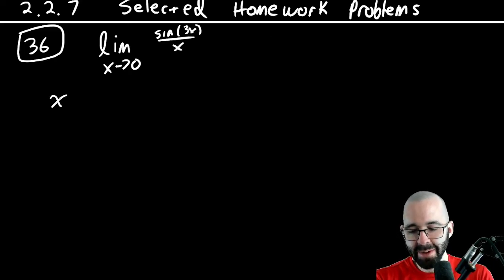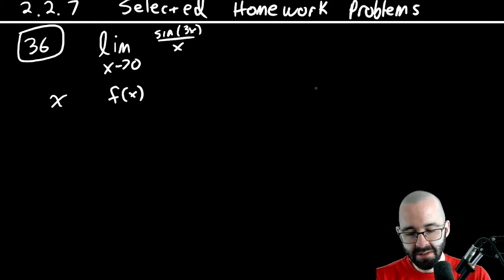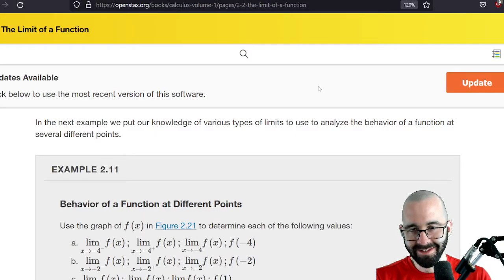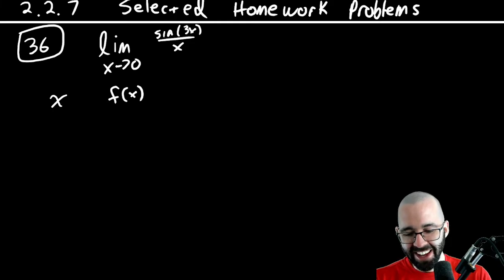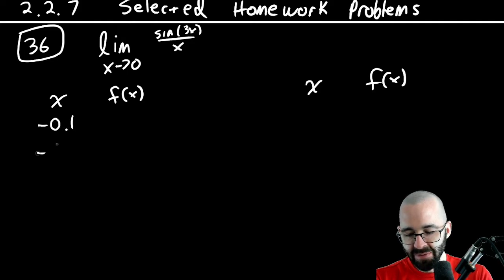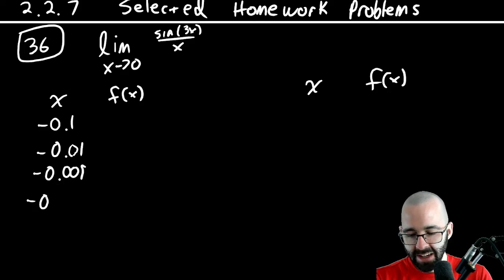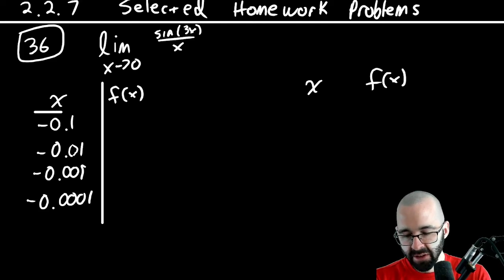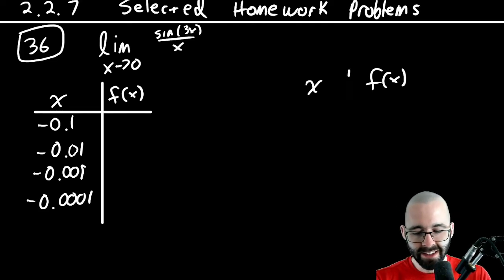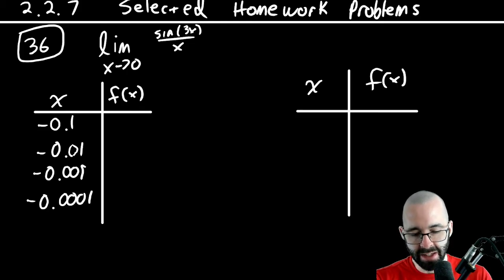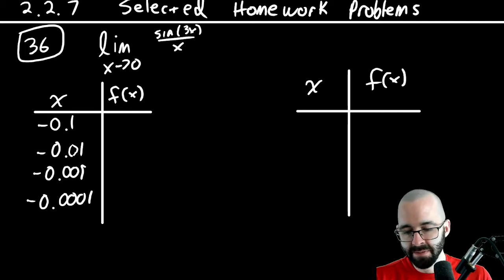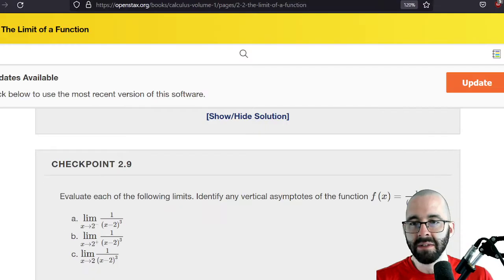All right, so we'll just copy down the tables from the left and from the right. They wanted us to look at negative 0.1, negative 0.01, negative 0.001, and negative 0.0001. We do the same thing for the left as for the right. Again, this is another even function, just like the one we did in the other video. So once we do one side, we're going to have the other one. Sine of 3 times x divided by x.